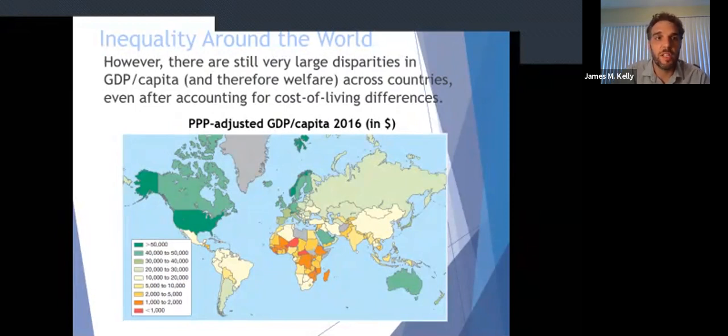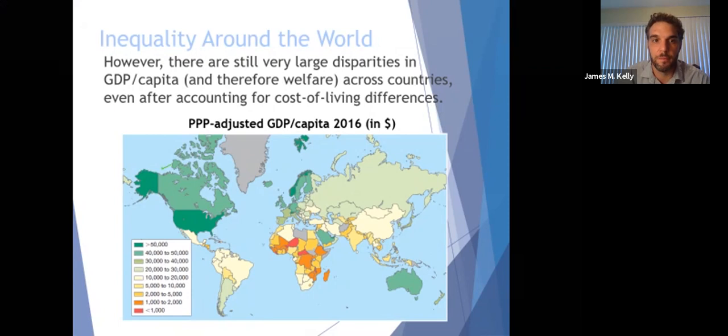In doing so, we see that some of the differences across nations are going to be reduced, but there are still pretty sizable differences across countries in real GDP per capita. And so if we look at this on a map, we see that a lot of the wealth is consolidated in North America, and in Australia, and in Europe to a similar degree.